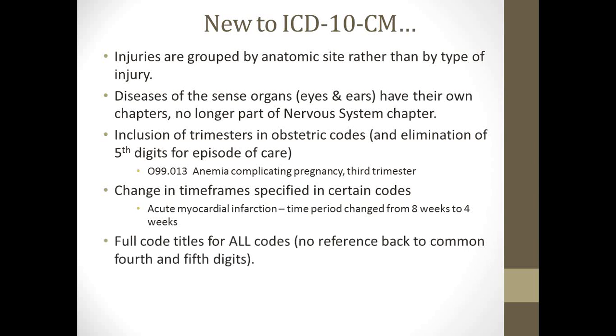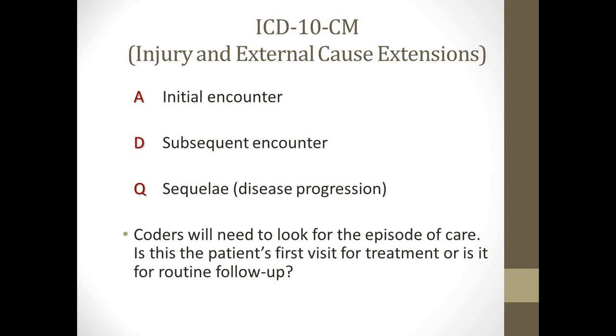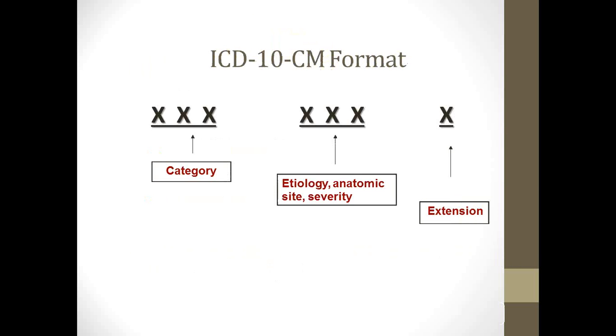Full code titles for all codes. There's no reference check to common 4th and 5th digits. Post-op complications have been moved to procedure-specific body system chapters. So within the ICD-10 injury and external cause extensions, coders are going to need to look for the episode of care. So things like, is this the patient's first visit of the treatment, or is this a routine follow-up? And this is basically how they come up with the format. So you have the category, basically the anatomic site or severity, and the extension.